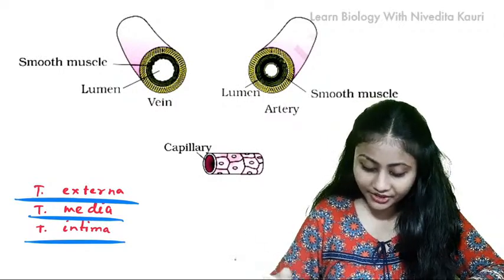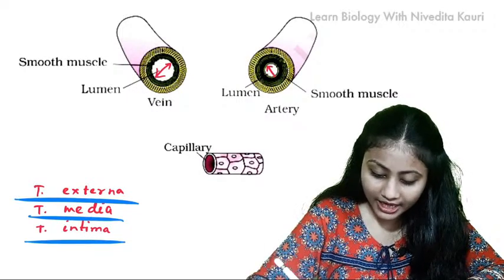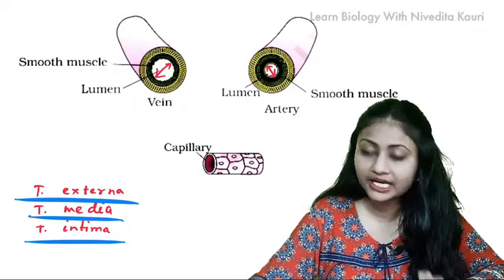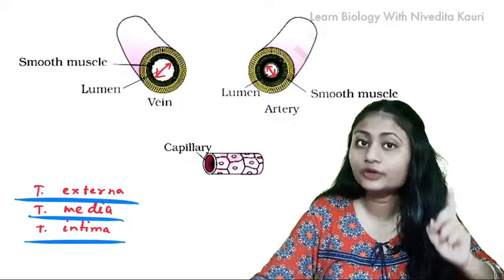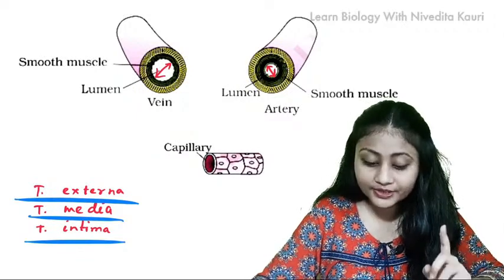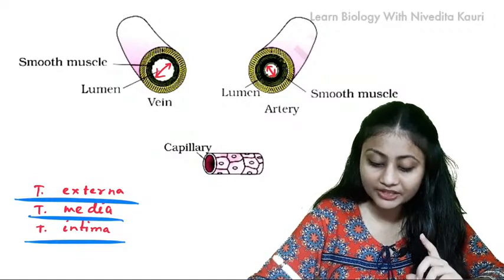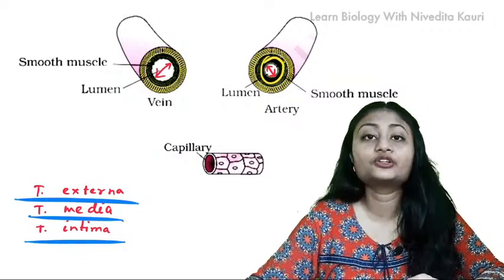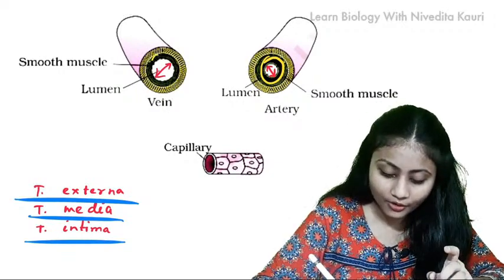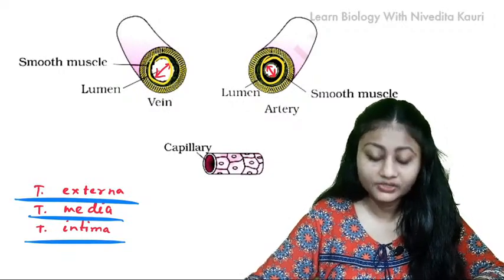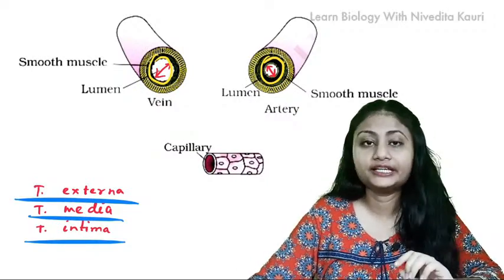As you can see here, the lumen of vein and lumen of artery are not same. The lumen of vein is wider than that of the artery because the smooth muscle layer in arteries is much more thicker. The smooth muscle layer of arteries is much more thicker than that of the veins. The capillaries are lined only by the endothelial layers.